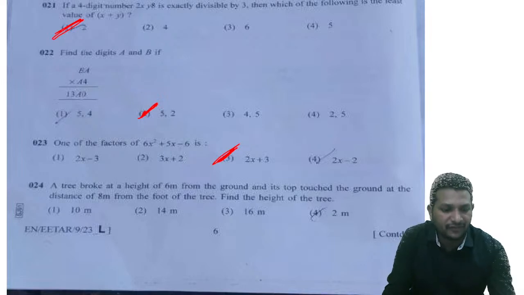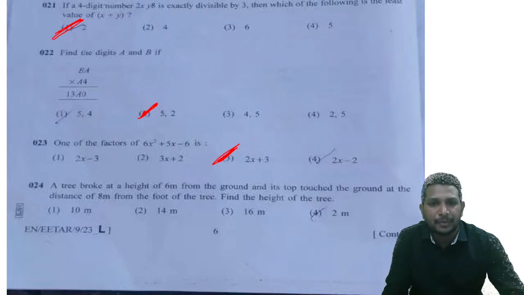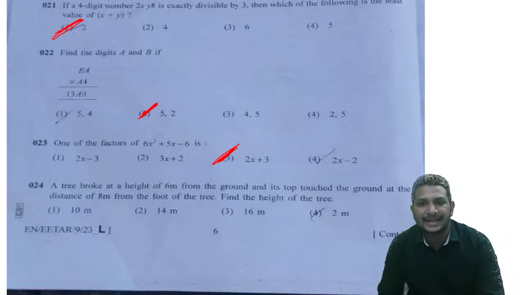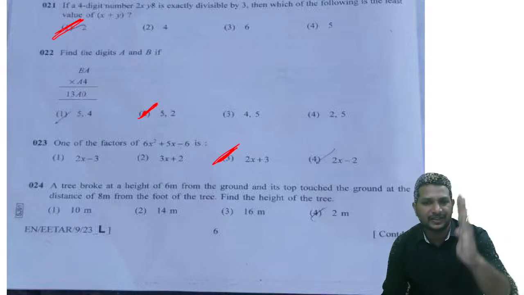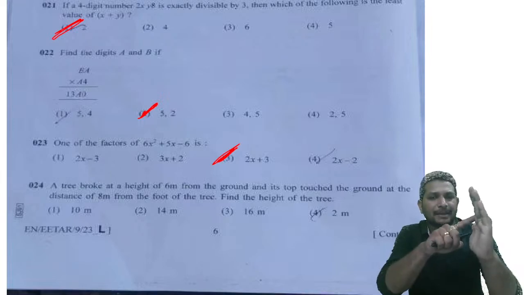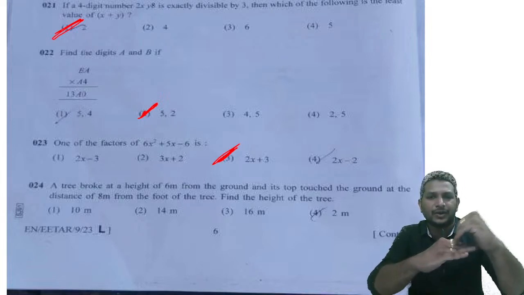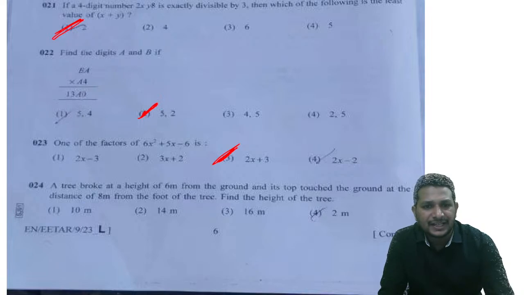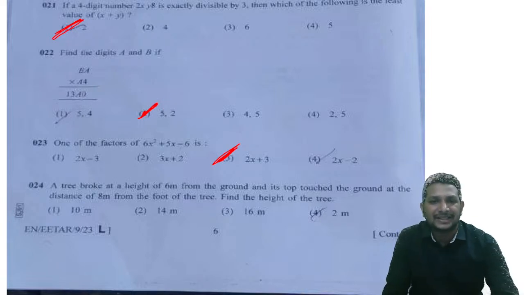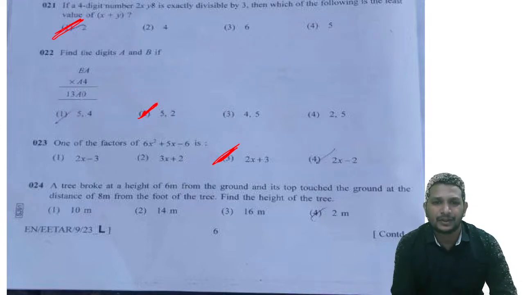Next, question number 24. A tree broke at a height of 6 meters from the ground and its top is touching the ground, like if there is a tree like this, it broke at some part and it is touching the ground, at a distance of 8 meters from the foot of the tree. Find the height of the tree. If you look at the diagram, you can understand it in a clear way. This is also a direct question, which is a part of triangles only. So let's see that diagram.